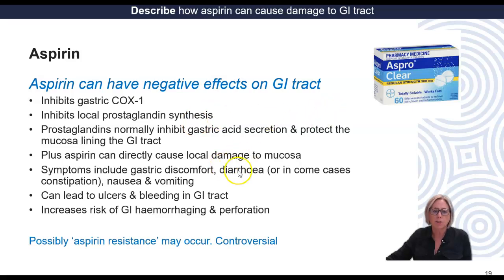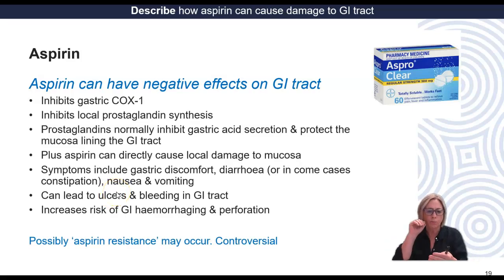And symptoms include gastric discomfort, so just mild gastric discomfort, but also diarrhea or in some cases constipation, nausea and vomiting. And more seriously, the use of aspirin can lead to ulcer formation. Remember that ulcers are those open wounds that are difficult to heal. And also bleeding in the gastrointestinal tract. So if somebody is taking aspirin and they're getting ulcer production and they continue to take the aspirin that's inhibiting platelet plug formation as well, that's going to increase that bleeding in the gastrointestinal tract.